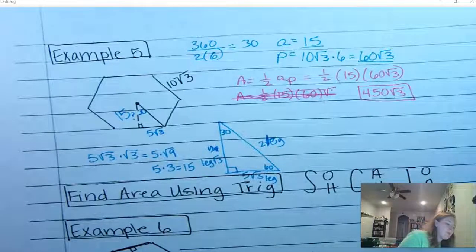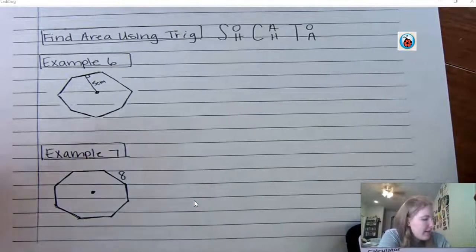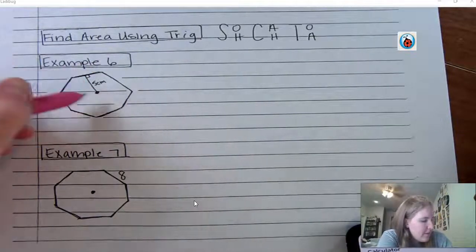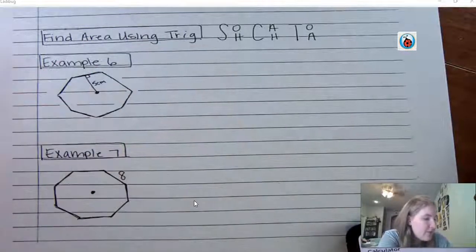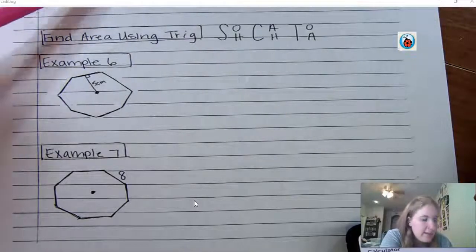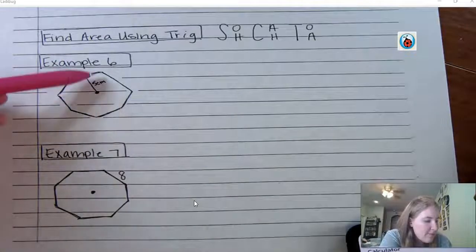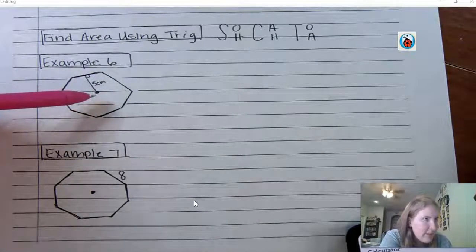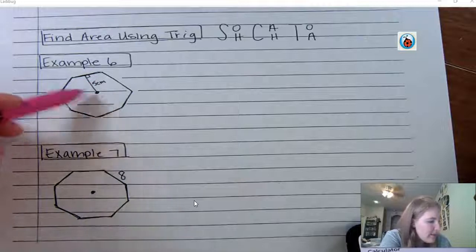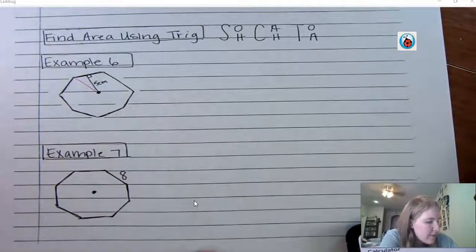Okay, that's using special right triangles. Last thing is using trig. Alright, these are the last 2 problems. And we have to use trig for these. And the reason we have to use trig, if you notice, the problems before had a hexagon and a triangle. And that central angle, when we divided it out, it ended up being either 30 or 60. Well, these central angles are a little different. So that's still going to be our first step, is to solve for the central angle.